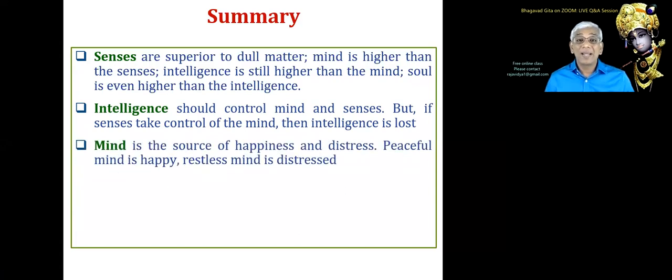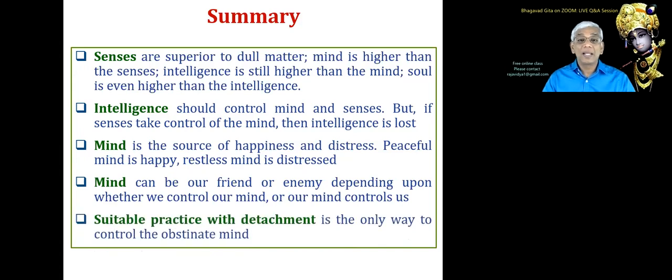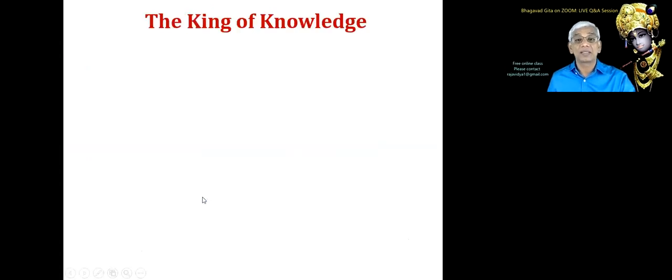That's why the mind is the source of happiness and distress. A peaceful mind is happy, a restless mind is distressed. That we know very well. So the mind can be our friend or enemy, depending upon whether we control our mind or our mind controls us. Suitable practice with detachment is the only way to control the restless mind.